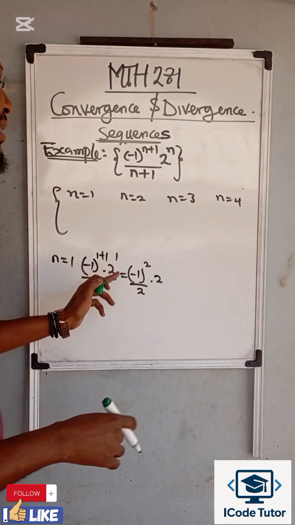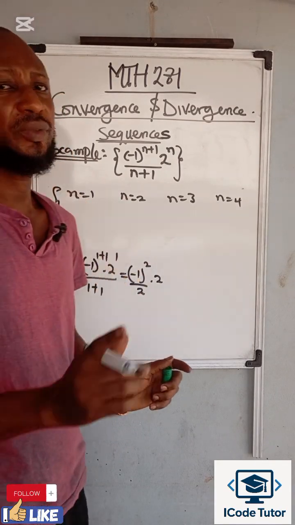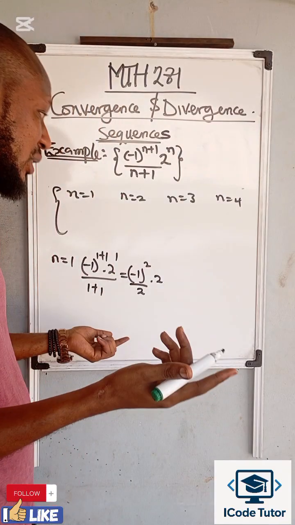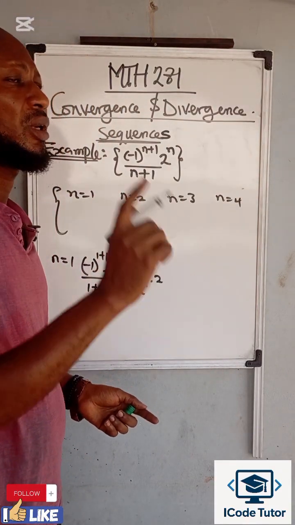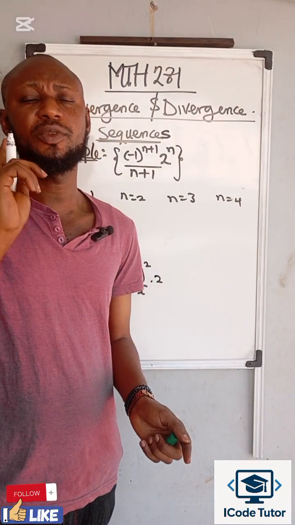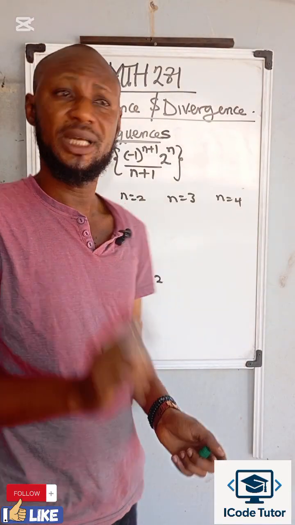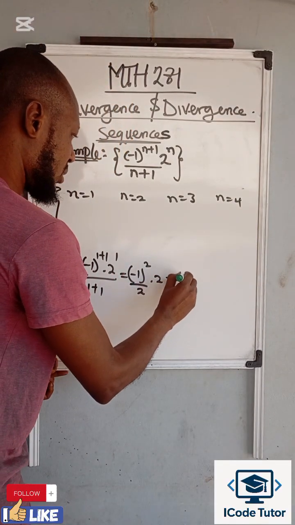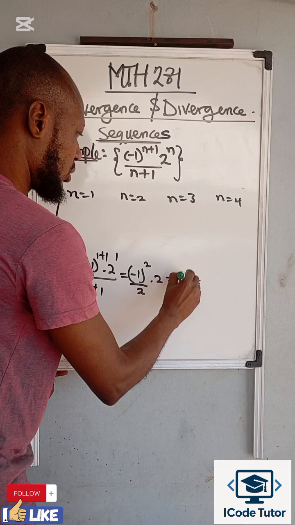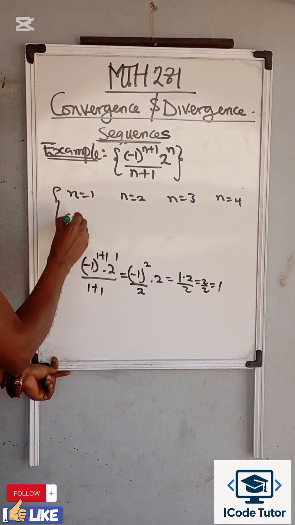Don't forget that when you square a negative number, it gives you a positive number. Let's put it this way: when a negative number is raised to an even power, it gives you positive. When it's raised to an odd power, it gives you negative. So here we have 1 multiplied by 2 divided by 2. That's 2 times 1 is 2, divided by 2 is 1. That means the term here will be 1.